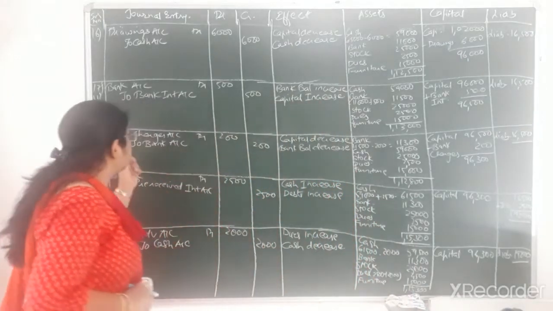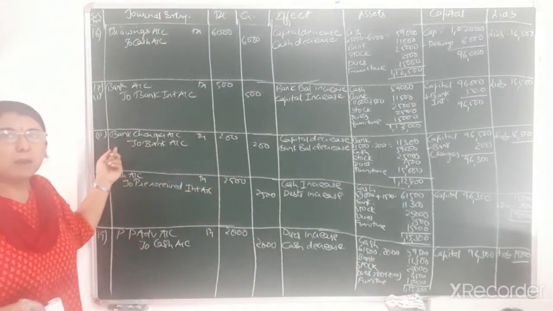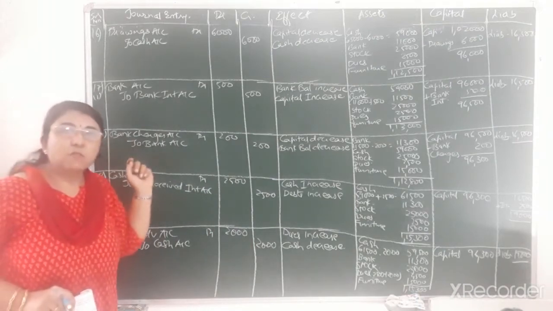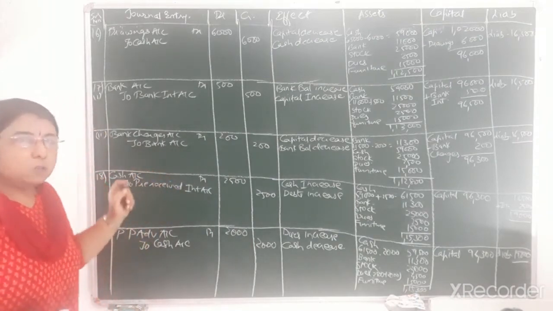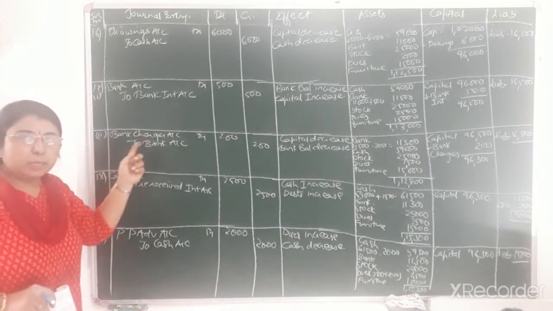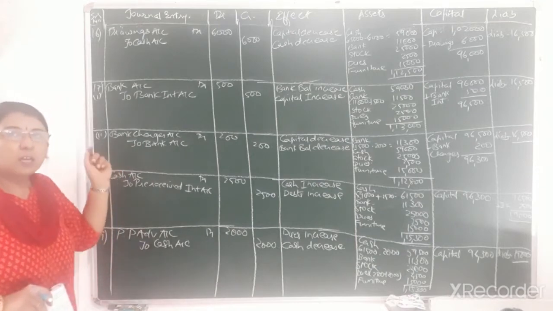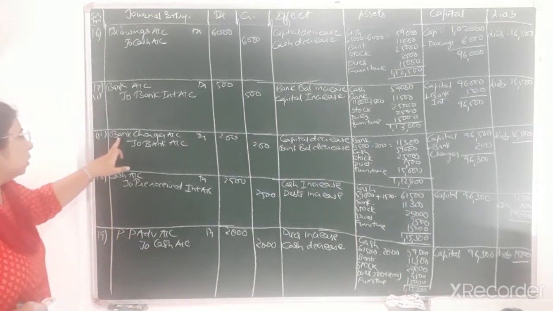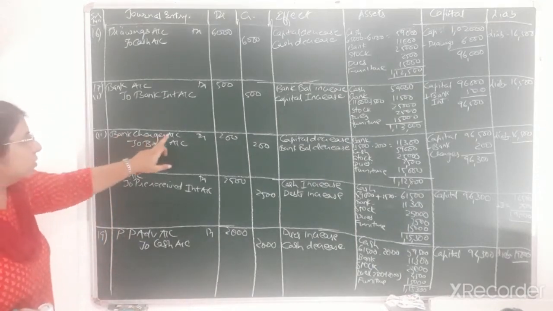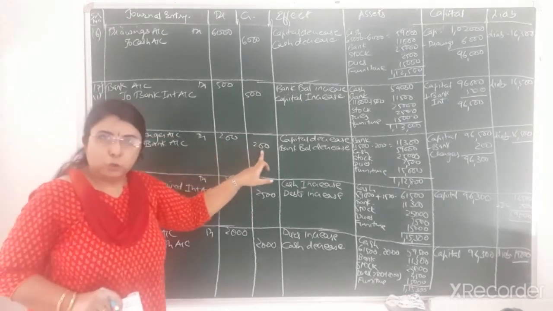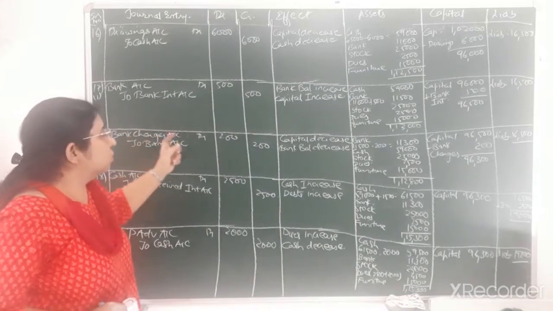Now we have to look at the second part of this transaction, that is bank charges. Bank charges is one kind of expense for the firm. So expense will always be debited, and that much amount of bank balance will be reduced while we are paying the bank charges. So the journal entry would be bank charges account debit, that is 200, to bank account credit, that is 200.